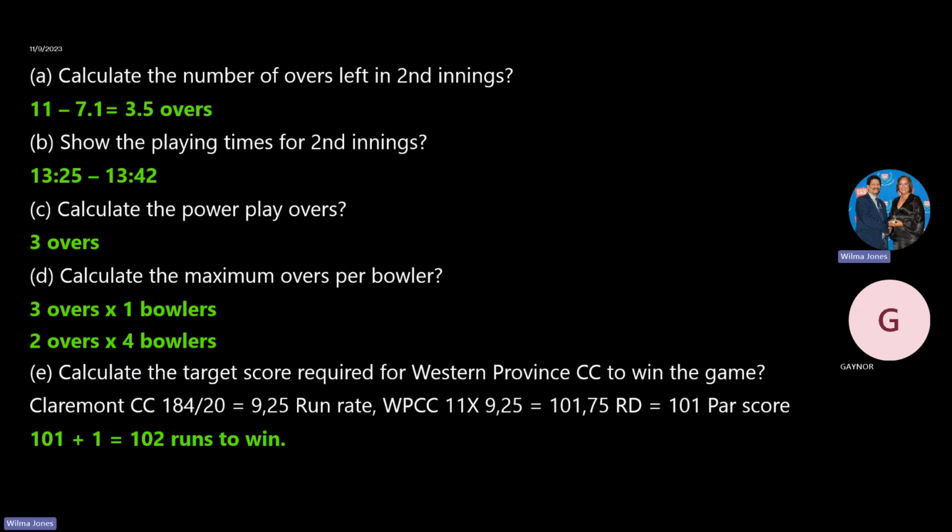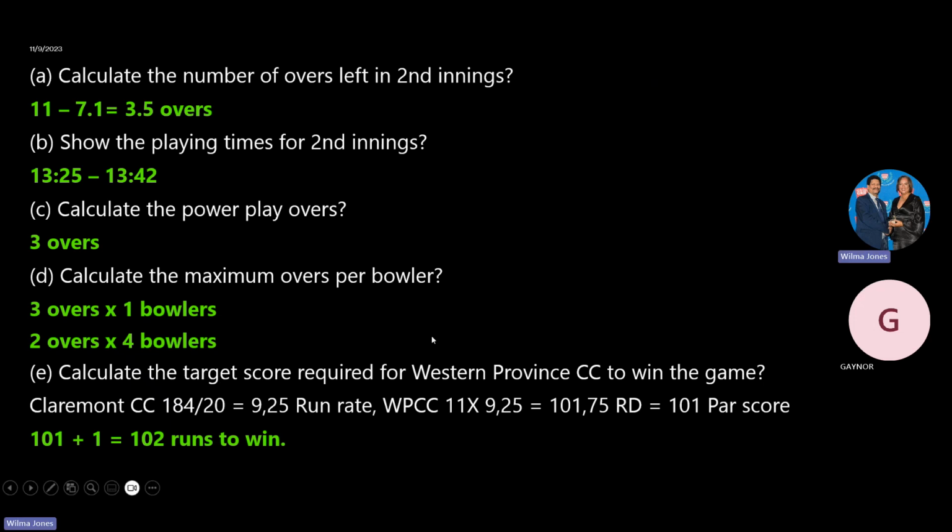So let's move on. In terms of our questions, calculate the number of overs left in the second innings. We had 11 overs left after the rain delay, taking into consideration that we had already bowled 7.1 at the start of the rain interruption. So what we are left with for the remainder of the second innings is 3.5 overs. The second innings started at 13:25 and the new cessation time will be 13:42. The number of power play overs, 3. The maximum overs per bowler, 1 will bowl 3 and 4 will bowl 2.